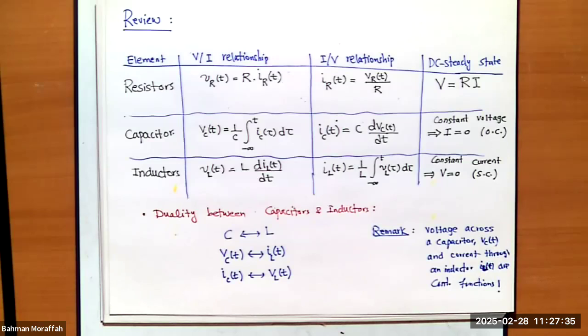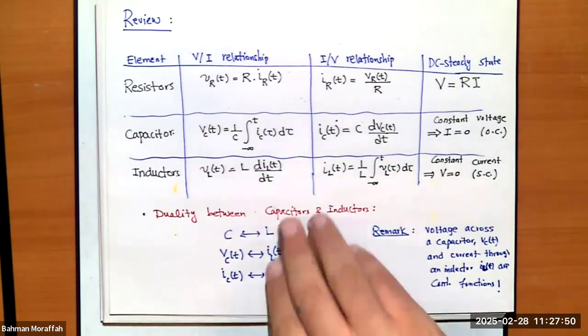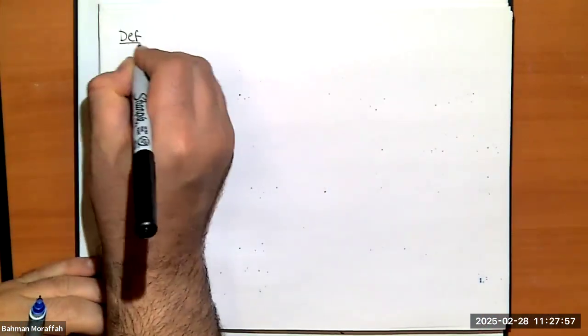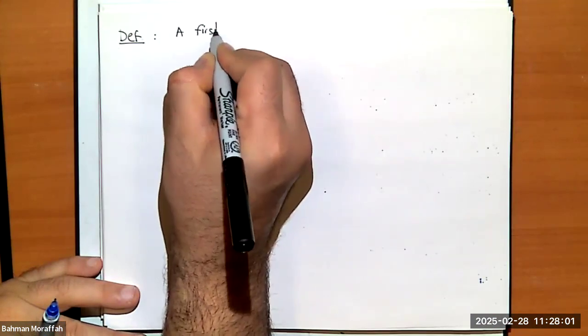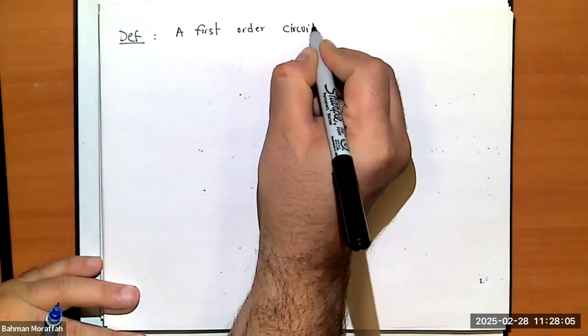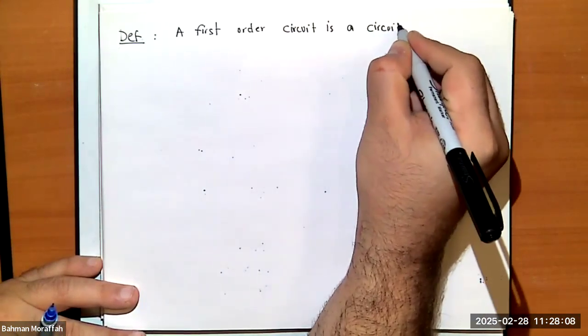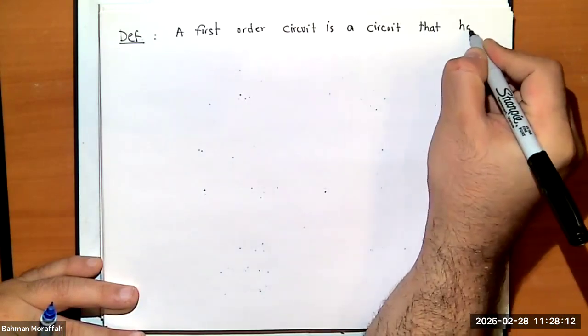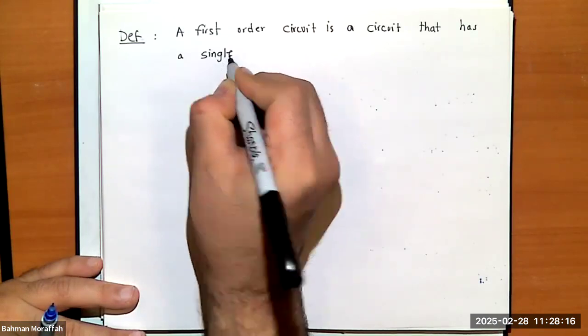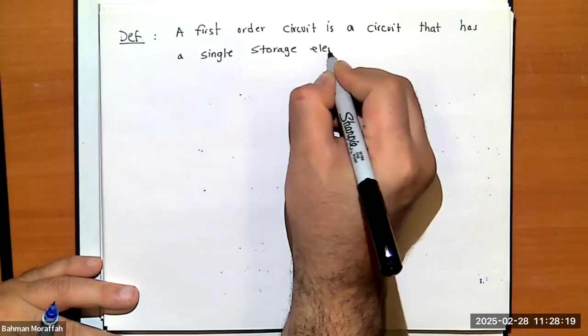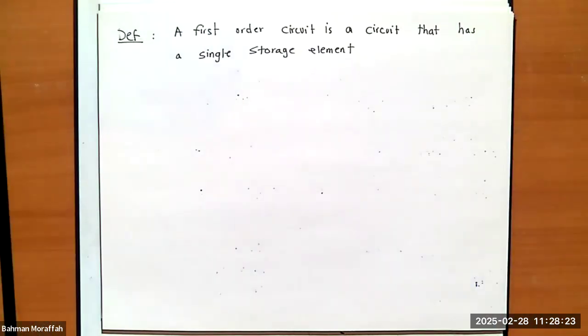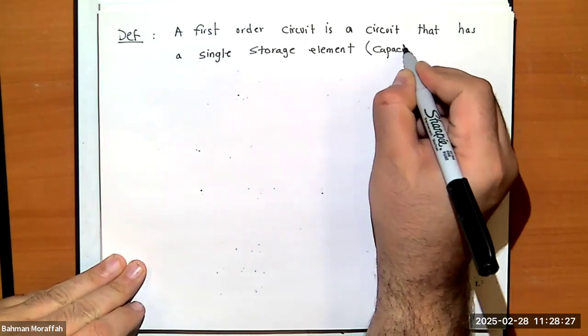But let's just assume a scenario that I have a circuit that only has one of these storage elements, and there is only one of them. We call this circuit a first order circuit. So let me quickly define a first order circuit. Definition: a first order circuit is a circuit that has a single storage element. This storage element can be either a capacitor or an inductor, right?